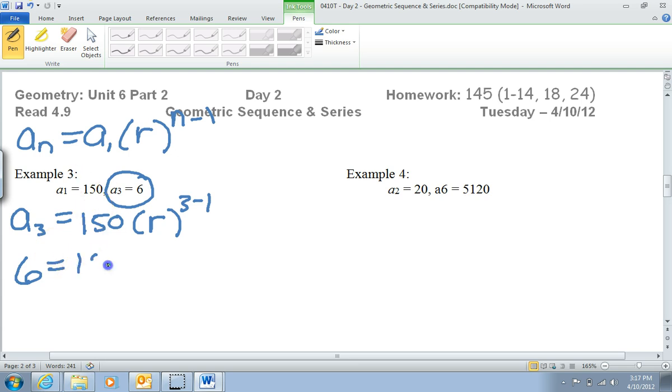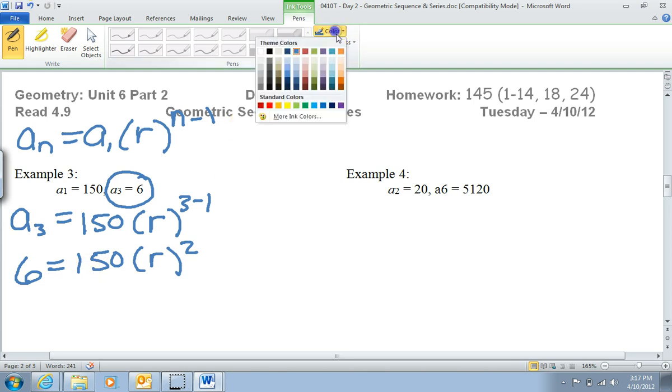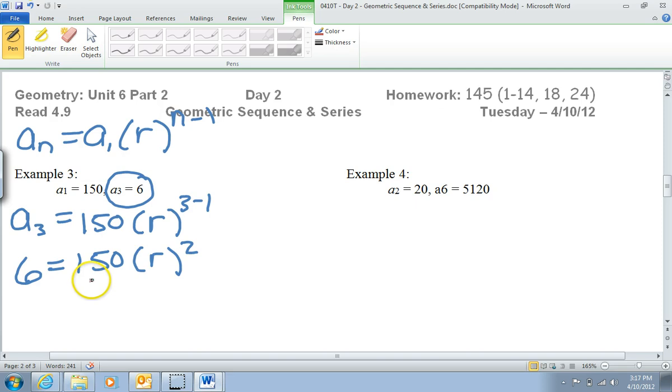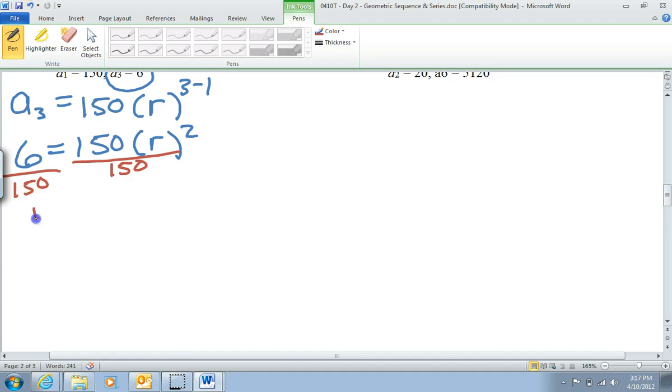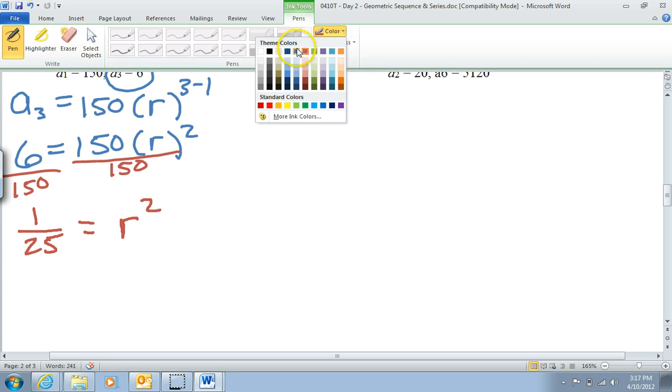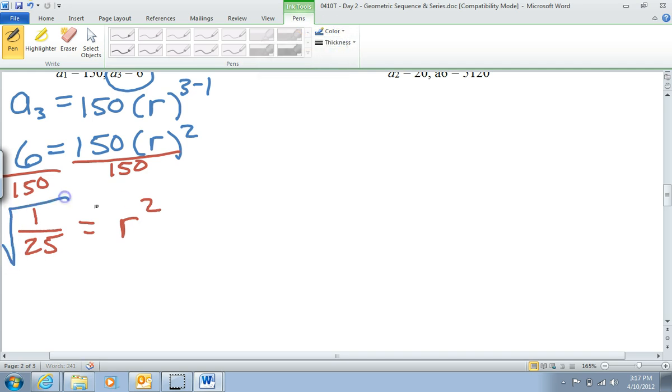So A3 is 150 times R squared. What shall I do now, guys? Anybody? Let's divide by 150, I hear you saying. Let's divide by 150, yep. Okay, what do I get when I divide by 150? I heard 1/25. Okay, equals r squared. How do I unsquare this r and get it by itself? Square root it. Absolutely, it's exactly what we do. Color change, color change. Let's take the square root of both sides.